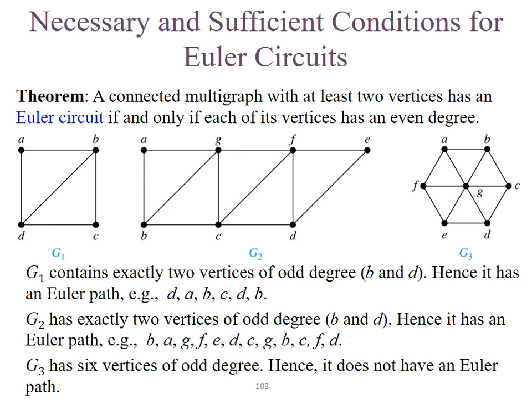Okay, so what about G2? 2, 3, 4, 4, 4, 3, 2. Okay. So actually we have 2 vertices with odd degrees, so we cannot find the Euler circuit. And for G3, actually they all have odd degrees.